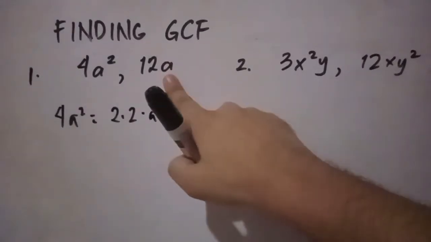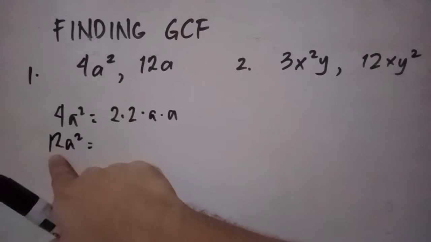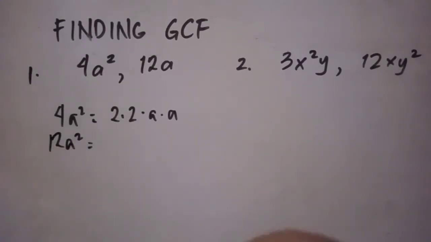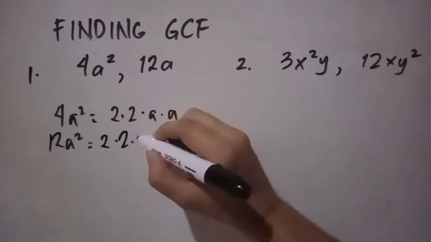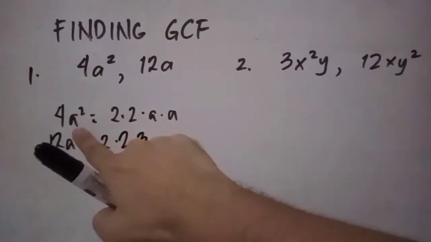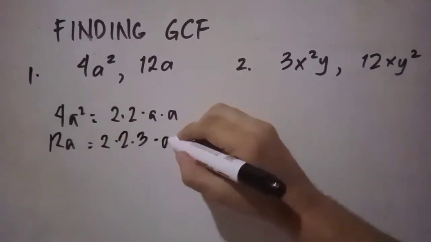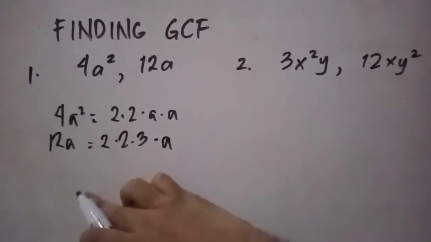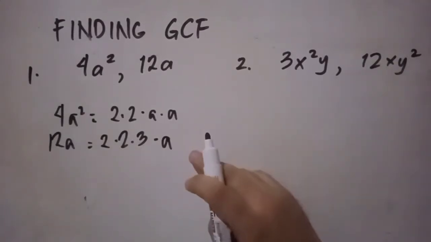Yung 12a naman, so yung factors ng 12 ay 4 tsaka 3, pero yung 4 pwede siyang gawing 2 times 2. So yung factorization niya is 2 times 2 times 3. And then a lang. Ito na yung lahat ng factors ng 4a squared at saka 12a.